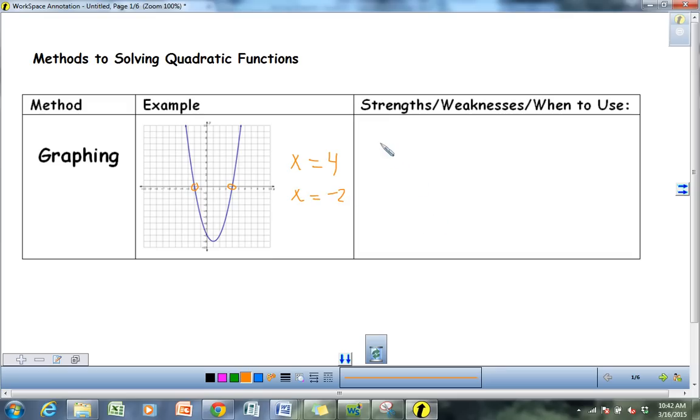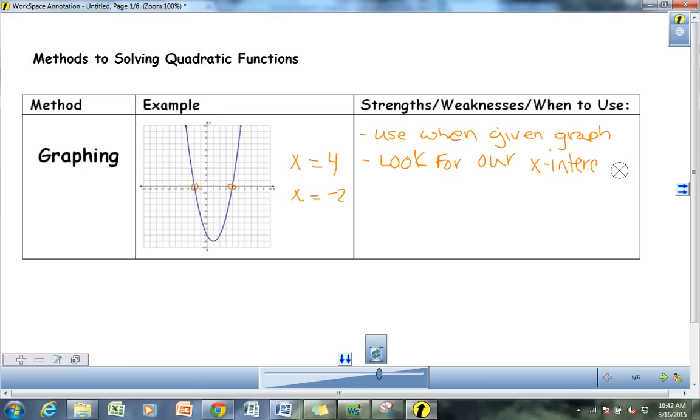We can only use this method when we're given a graph. So use when given a graph. And then we look for our x-intercepts. So this is a nice method, but only used sometimes. Look for x-intercepts or our roots.